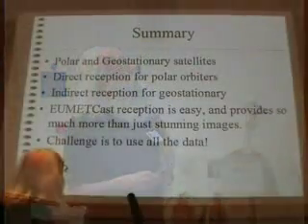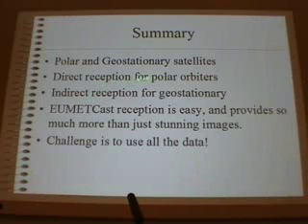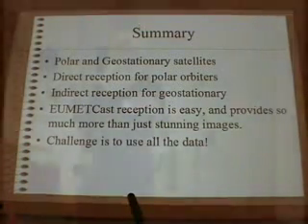Oh, right, so very briefly then. Thank you, Graham. We've looked at polar and geostationary satellites. We've looked at direct reception that you can get from the polar orbiting satellites. We've looked at the indirect reception we've had from geostationary satellites via EUMETcast. EUMETcast being very quick and easy and providing you with a whole mass of data and absolutely stunning images. Your challenge is how to use all that data and enjoy it.